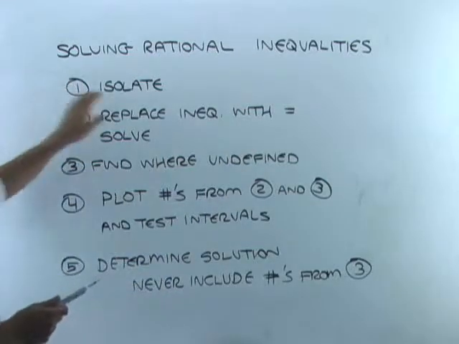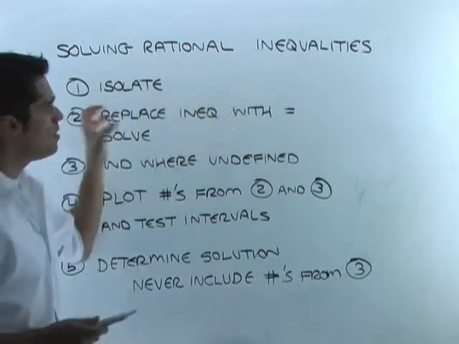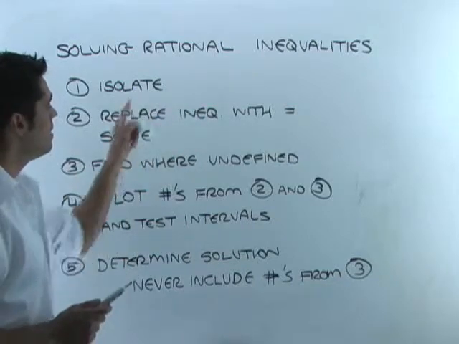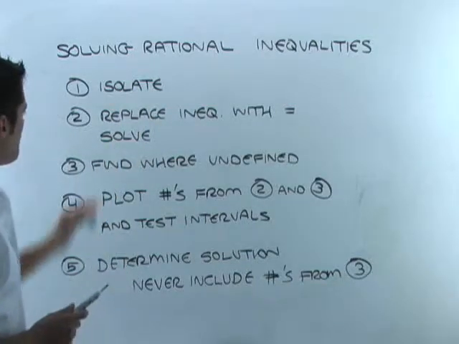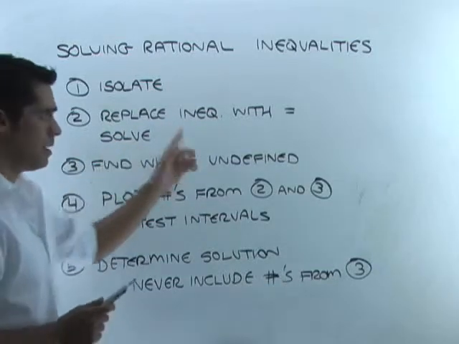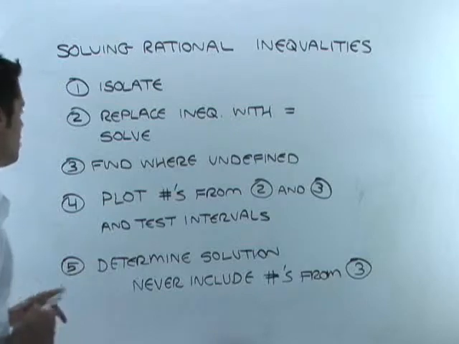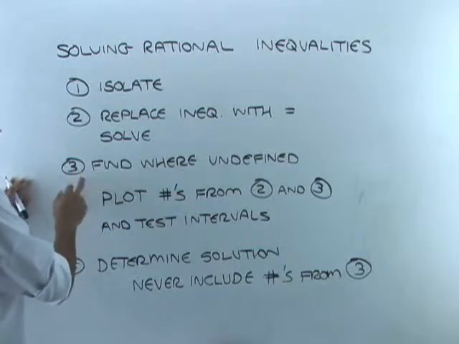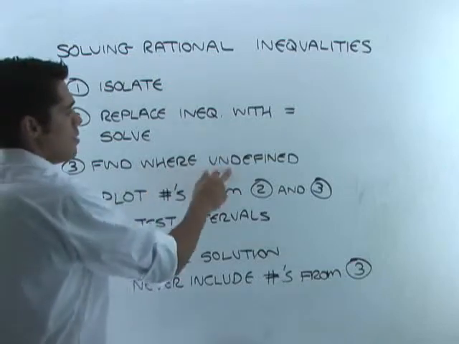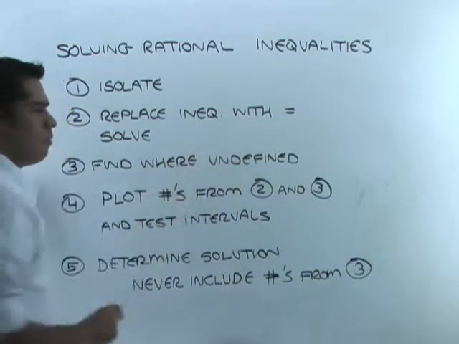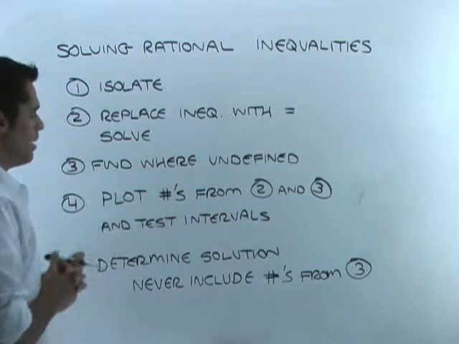Now the first step is to isolate the rational expression on one side of the inequality, just like we did with the polynomial inequalities. Then we'll replace the inequality sign with an equal sign and solve. Now we did that also with polynomial inequalities. Then, and this is an additional step here, we need to find where the original rational expression is undefined. So we're going to have to figure out what numbers are not allowed to be plugged in.